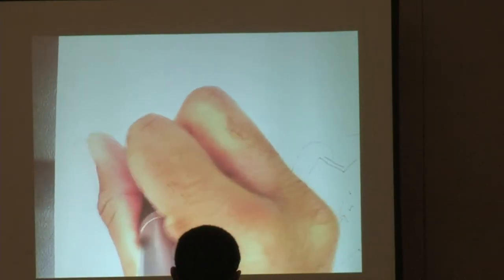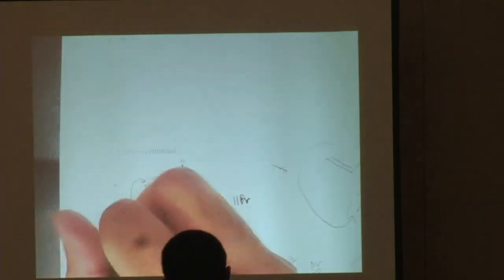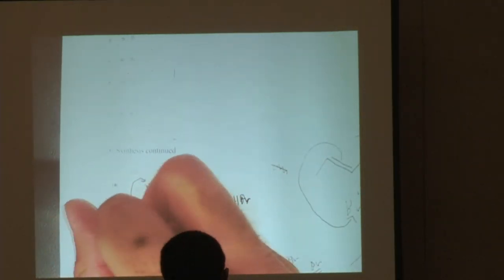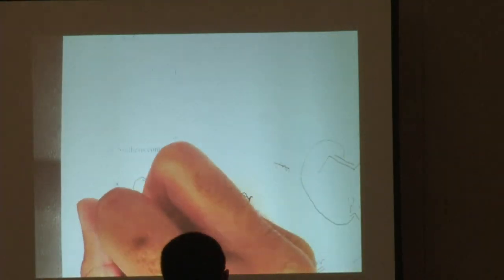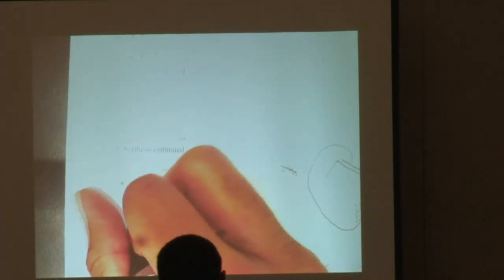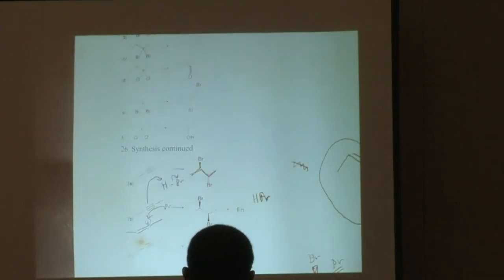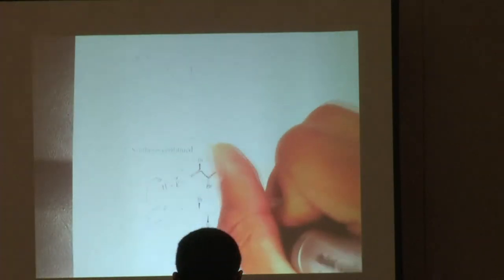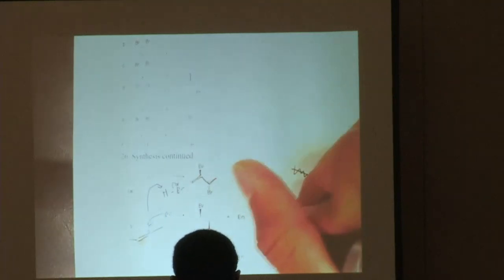This attacks, this breaks off. That gets rid of a double bond. And then the Br minus will attack on one side. It's going to do the exact same thing again, but your second step will have to be HBr and peroxide. That way it goes to the other side.